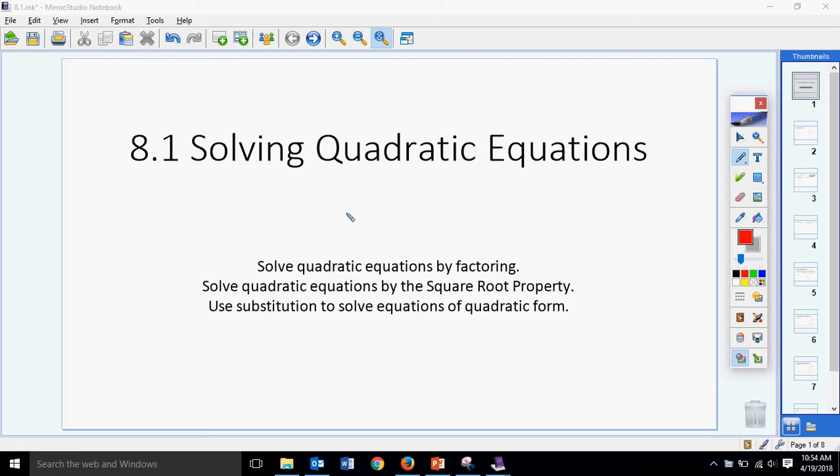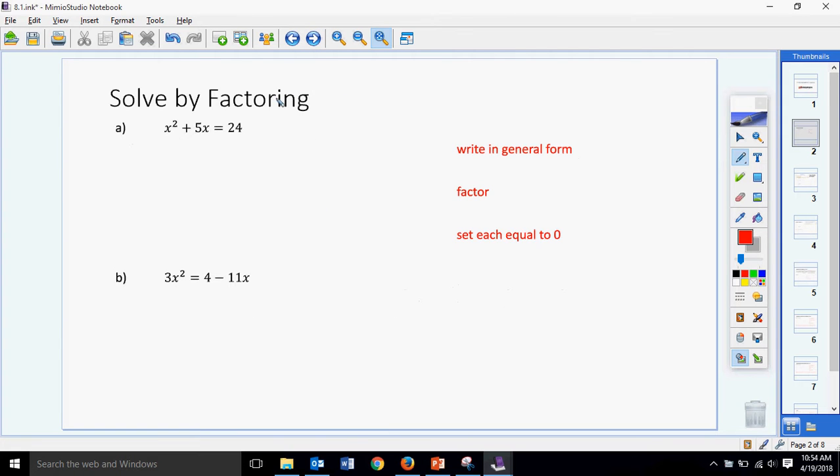8.1, solving quadratic equations. We're going to use three different methods. We're going to solve them by factoring, by the square root property, and then by substitution. So solve by factoring is the first one that we're going to look at.